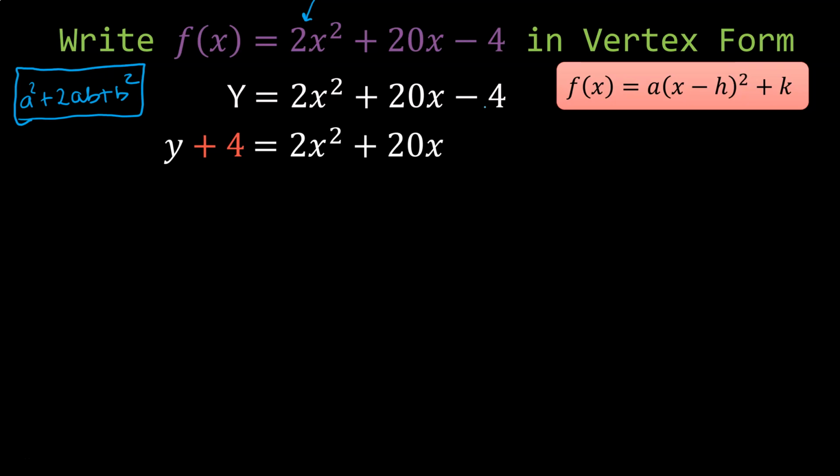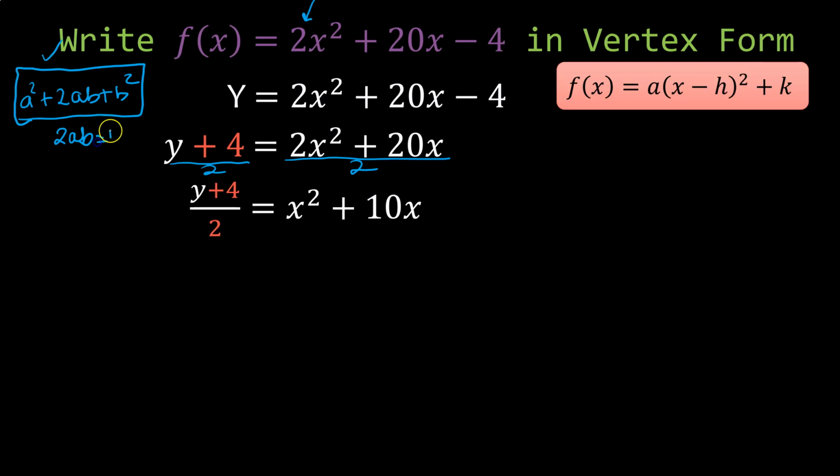How do we get rid of 2? Divide both sides by 2. Okay, divide both sides by 2 to get rid of the 2. Now it looks like the perfect square form that we needed.